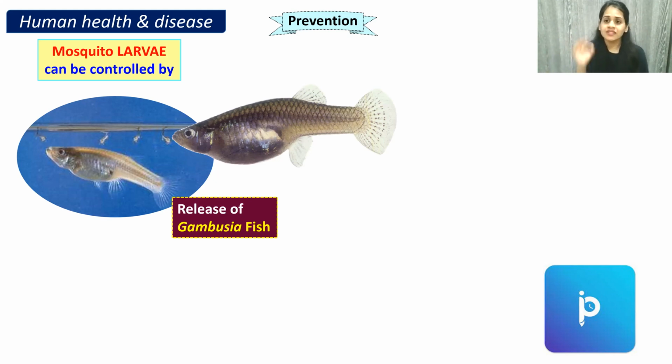And one more thing: there is a substance called hemozoin. Have you heard about it? Hemozoin is also released by this Plasmodium. So that's all about malaria. We have covered the entire thing. We have covered the life cycle, the causative agent, and the symptoms and preventative methods.